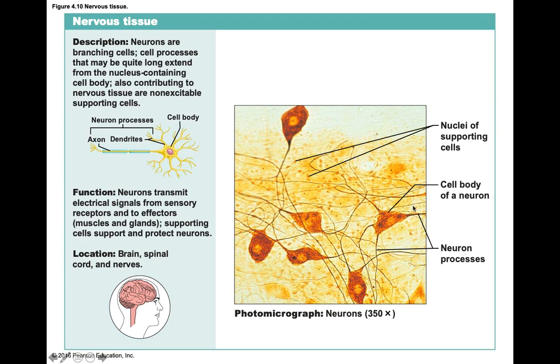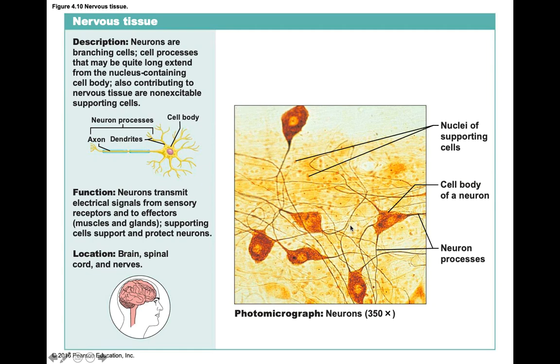Okay, we have the cell body of a neuron, and then all of these little fibers that are coming off of them are the neuron processes. This is where we're going to be sending signals along long pathways. So our description is that neurons are branching cells, and you can see all of the branching here. It looks like all these hair-like fibers that are coming off.